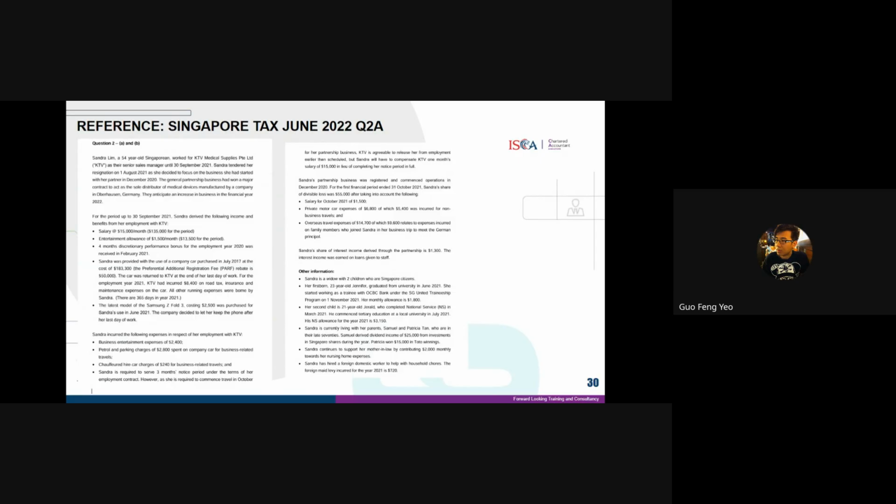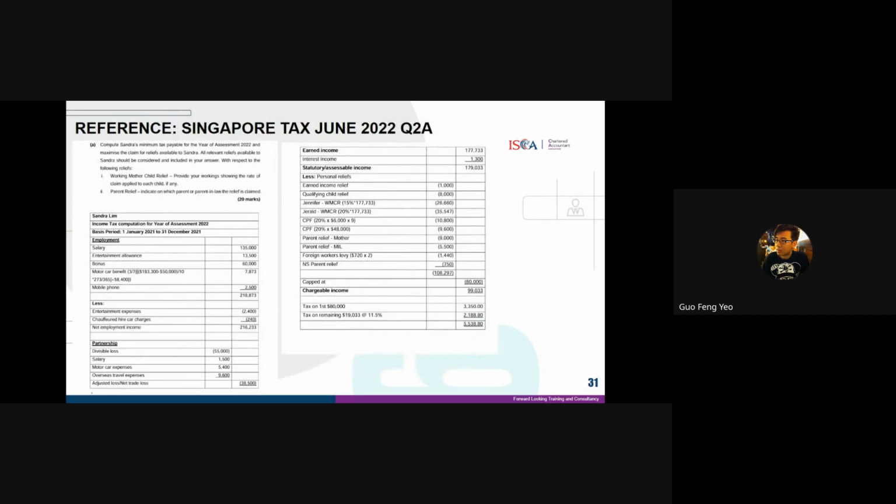Sandra is currently living with her parents, Samuel and Patricia Tan, who are in their late 70s. Samuel derived dividend income of $25,000 from investments in Singapore shares during the year. Patricia won $15,000 in total winnings. Sandra continues to support her mother-in-law by contributing $2,000 monthly towards her nursing home expenses. Sandra has hired a foreign domestic worker to help with household chores. The foreign maid levy incurred for the year 2021 is $720.